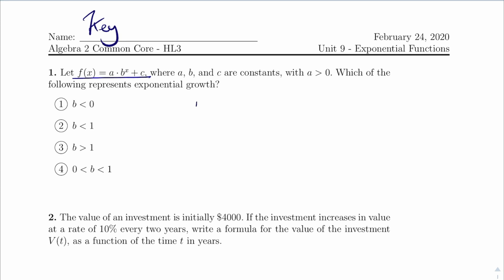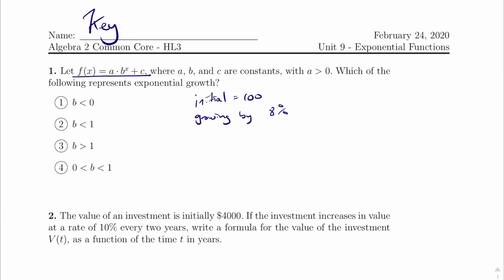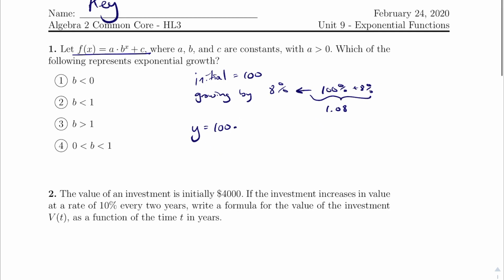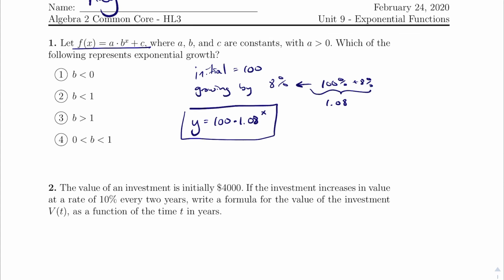Oftentimes we have things like the initial value is 100 and it's growing by 8%. So if we start off with a situation like this, we might imagine that the equation would look like y equals 100 times, growing by 8% means 100% plus 8%, 1.08 as a decimal. So 100 times 1.08 to the x power. We might think about this as a basic overall function or structure. Now this matches up pretty well with the example template that we are given here.